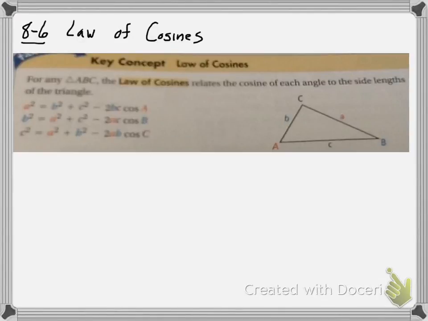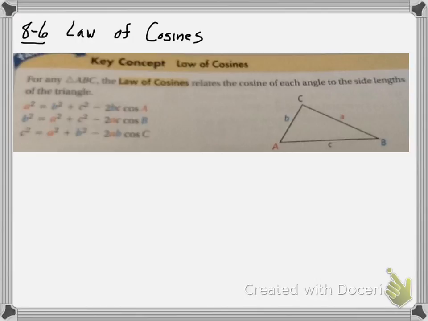8.6 is the law of cosines. For any triangle ABC, the law of cosines relates the cosine of each angle to the side lengths of the triangle. Again, this is a non-right triangle, but you can't use the law of sines, so you've got to go to the law of cosines. Now, copy these down. A squared equals b squared plus c squared minus 2bc cosine A.